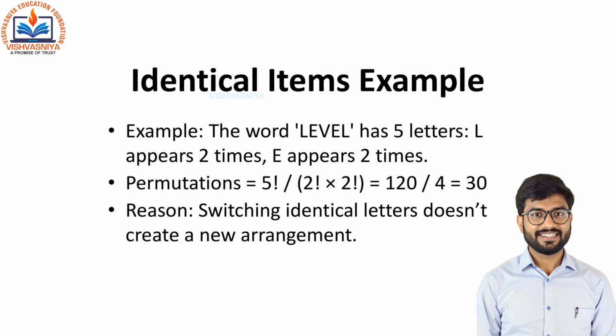Let's understand this with an example. The word LEVEL has 5 letters, L appears 2 times, and E appears 2 times. Permutations equals 5 factorial divided by 2 factorial into 2 factorial equals 120 divided by 4 equals 30. This is because switching the 2 L's or E's doesn't create a new arrangement.